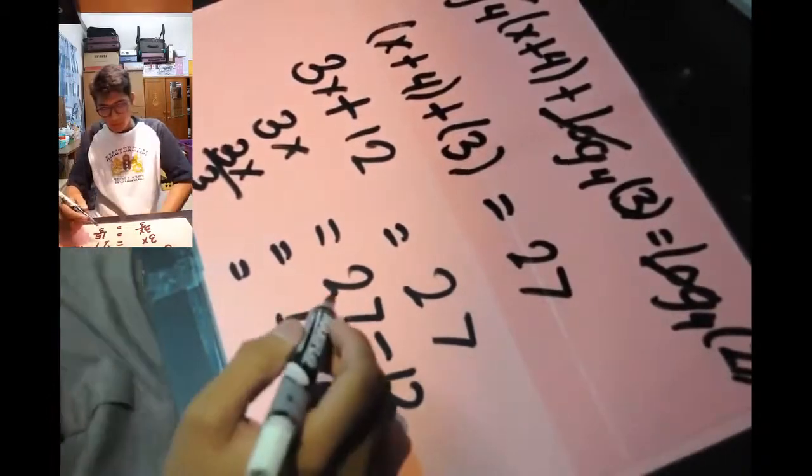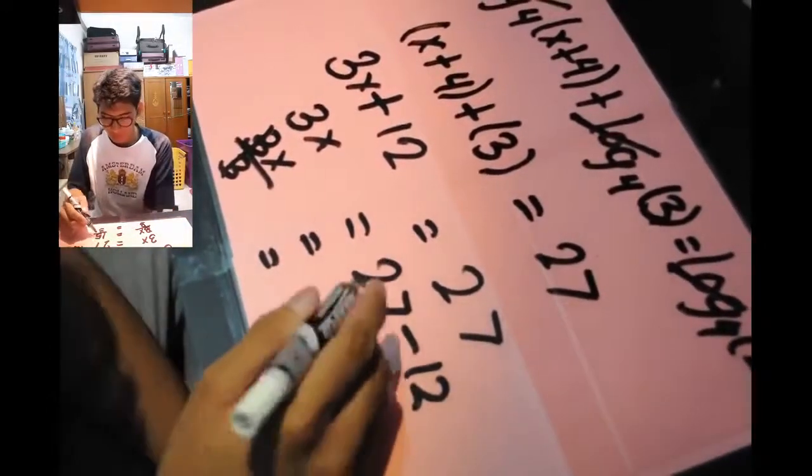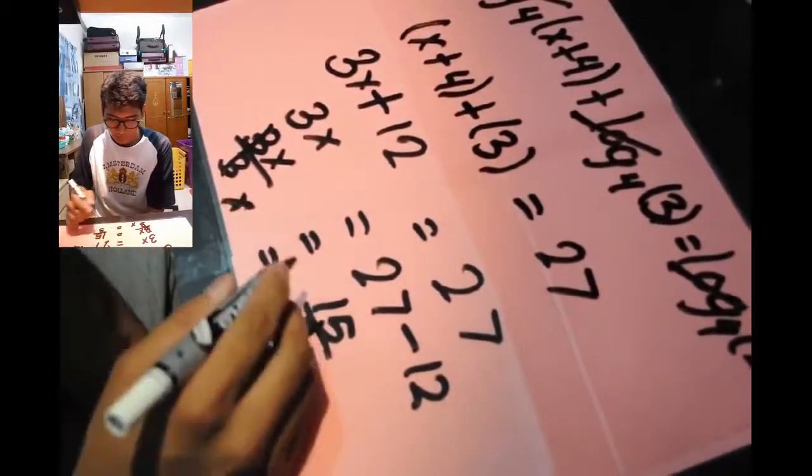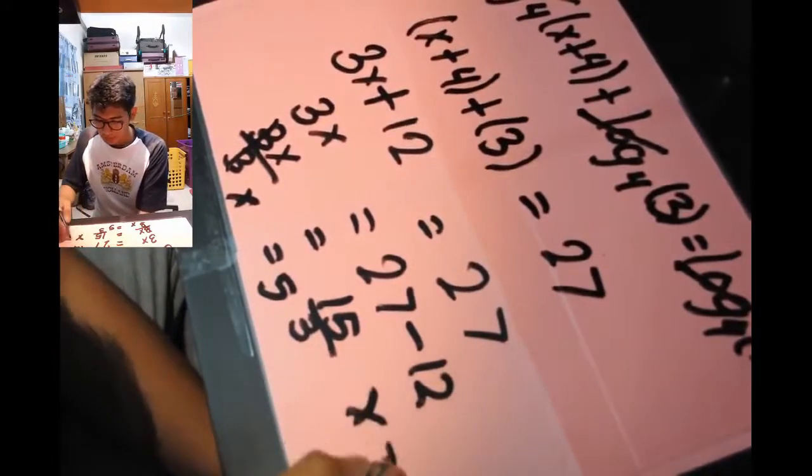3x divided by 3, cancel those, and then this will remain as x equals 5. So x is equal to 5.